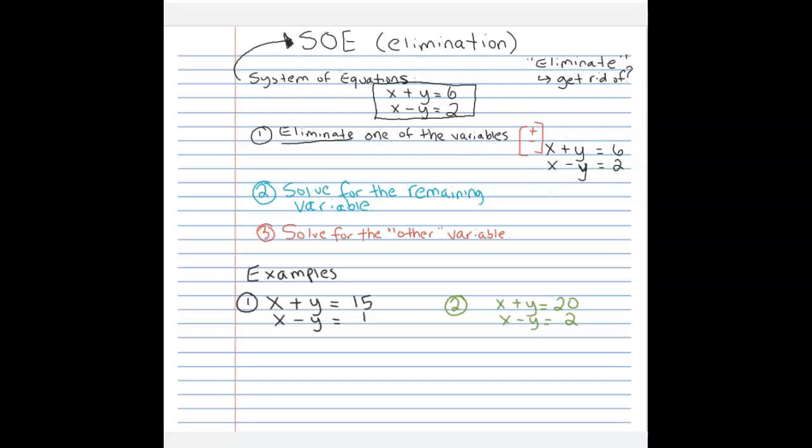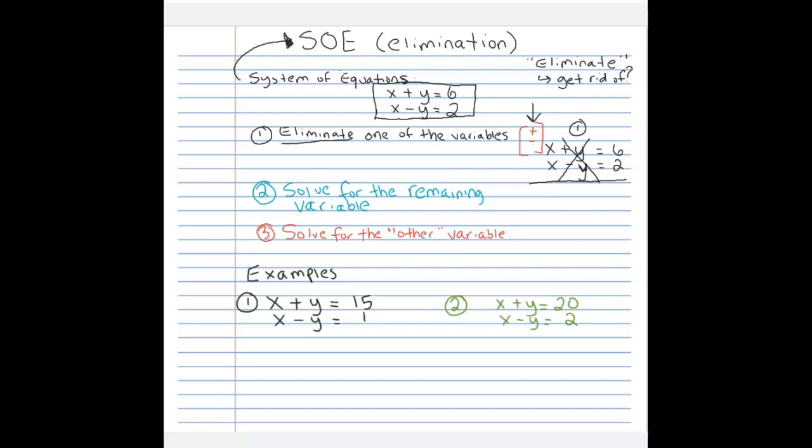Now, the thing that I always look for when I'm thinking about elimination is something that looks like this: I have a plus and I have a minus. Here, I have x's. They both look like they're the same, plus x, we don't see the 1. But the y's look like we have a plus y and a minus y. So my first step here is I'm going to get rid of the y's.